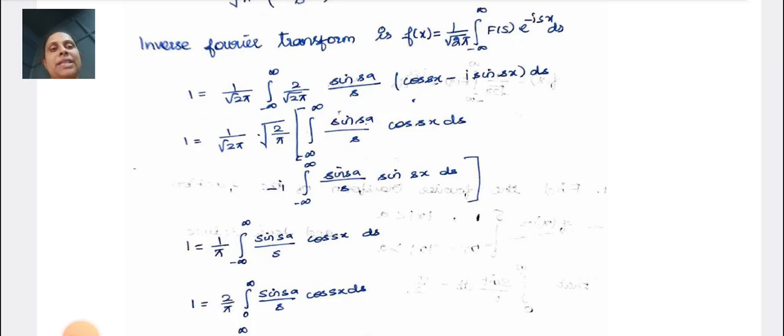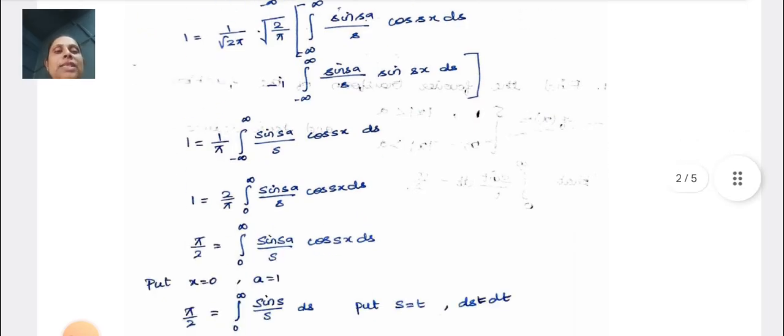So 1 by pi, integral from minus infinity to infinity, sin sx divided by s into cos sx ds. Okay, so here also this is an even function only. So our answer is 2 by pi, integral from 0 to infinity, sin sx by s cos sx ds. Okay, next in this, 2 by pi taken to the left hand side becomes pi by 2 equal to the integral from 0 to infinity of sin sx divided by s into cos sx dx. Then this is the answer.